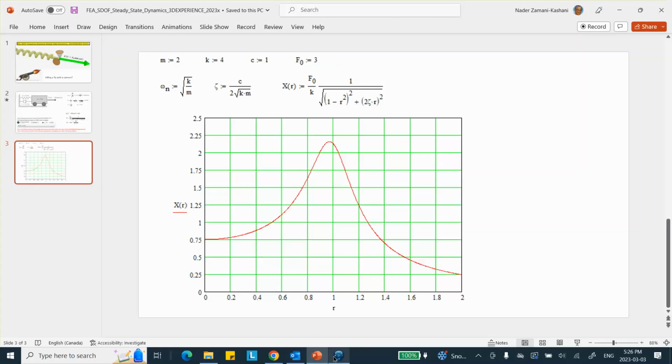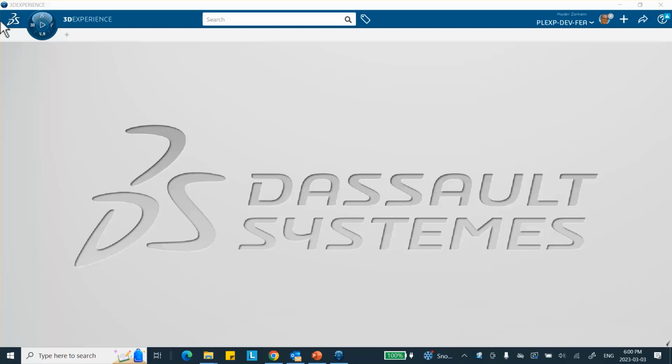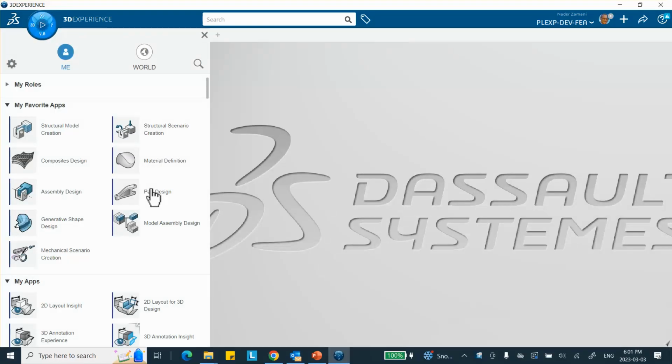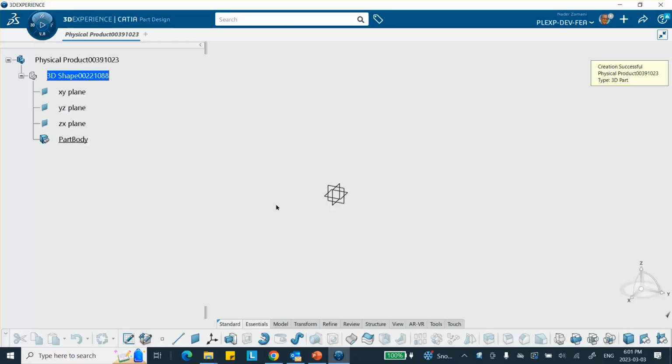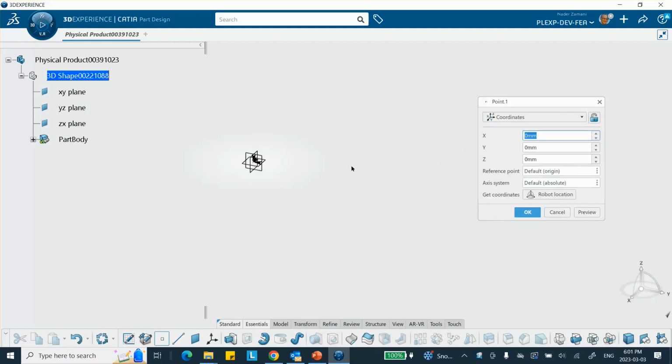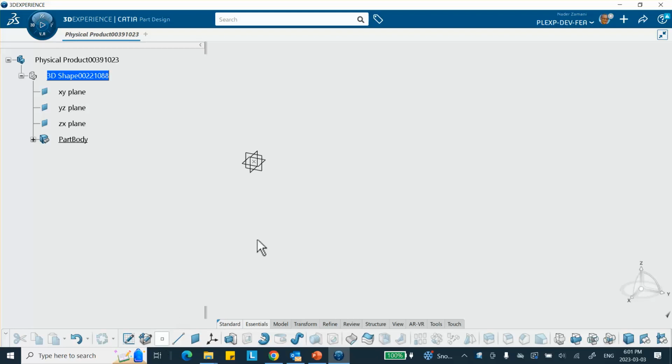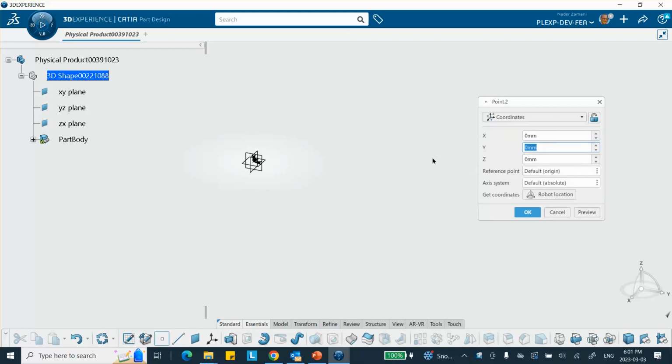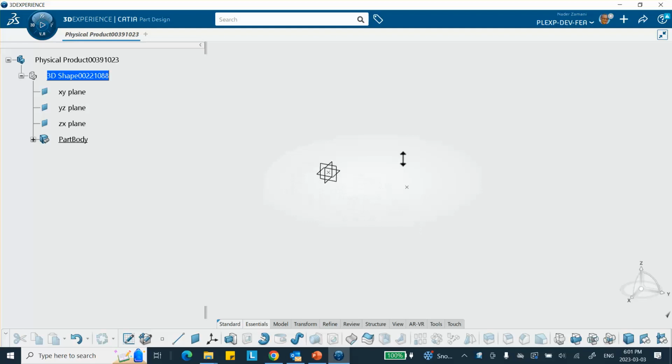We are here. Let me start a part file. I'm going to place my spring between two points which are lined up along the y-axis. My first point is going to be the support, which is over there, and the second point I'm going to make 20 millimeters on the y-axis, right there. That's pretty much it.